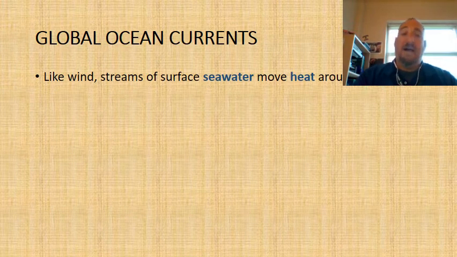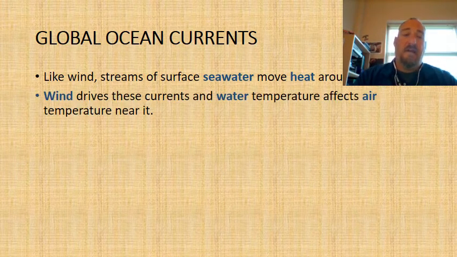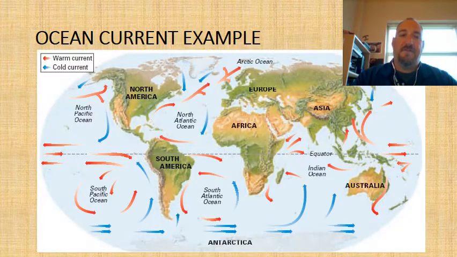Ocean currents. Like wind, streams of surface seawater move heat around the earth. Wind drives these currents, and the water temperature affects the air temperature near it. So the temperature of the water is going to affect the air temperature that's near it.